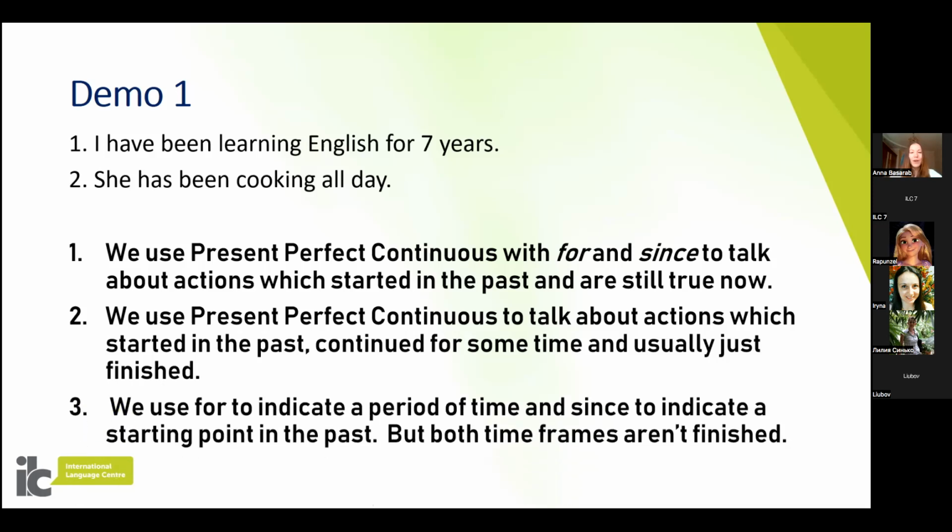If we look at for and since, we use them to indicate either a starting point in the past or a period of time. So all these still indicate that the time period is not finished. So how do we make sentences with present perfect continuous?